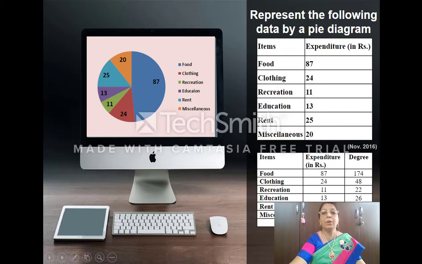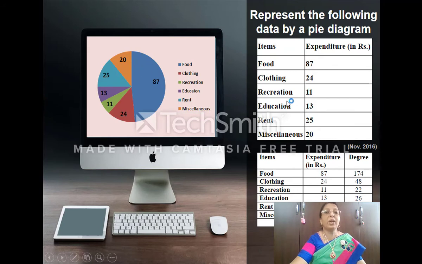So 87 by 180 into 360, which will give you 174 degrees. Then 24 by 180 into 360 will give you 48 degrees. 11 by 180 into 360 will give you 22 degrees, and so on. So now with these degrees we draw the pie diagram.